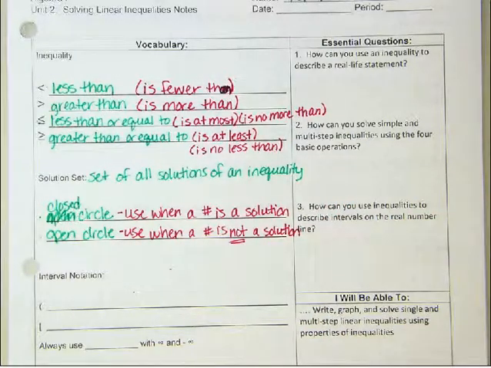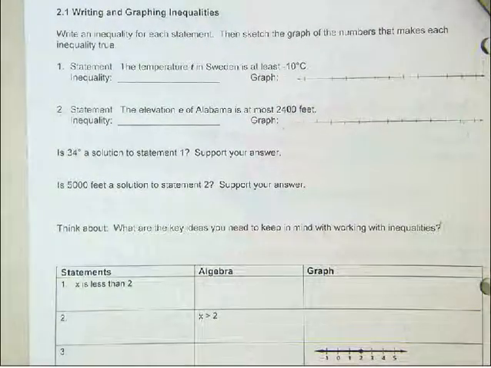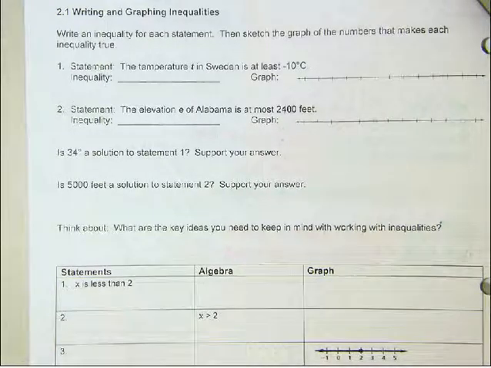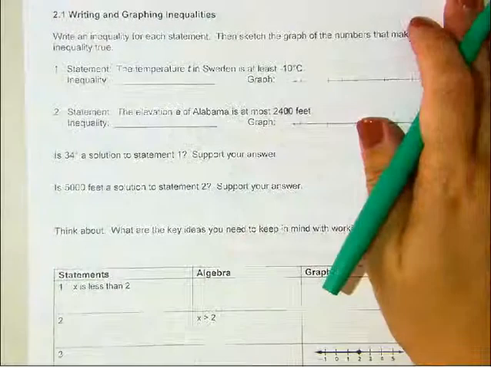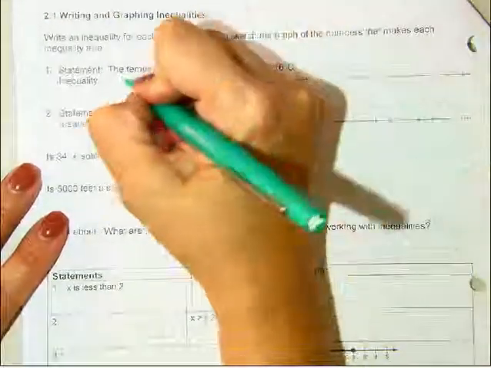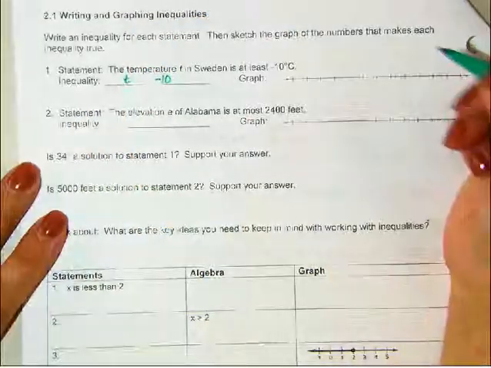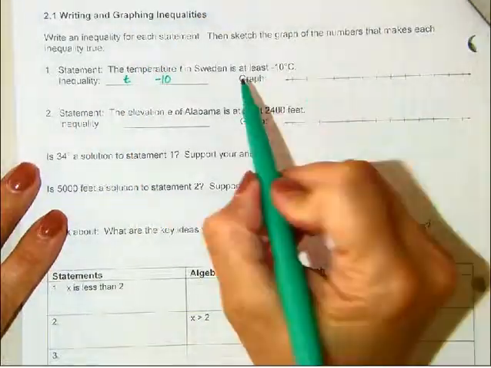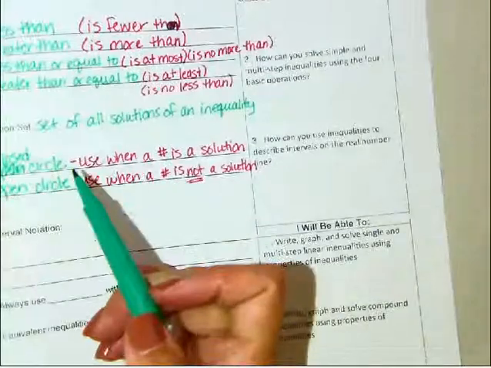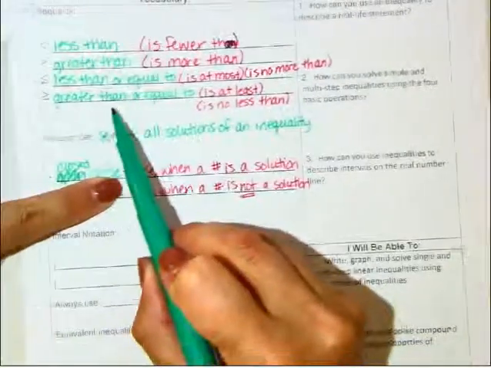Okay. And on this front page of our notes, that's where we're going to leave off. So go to the next page. We'll get to the others when we get to another section. And we are writing and graphing inequalities now. So if this gives me this statement, the temperature T in Sweden is at least negative 10 degrees Celsius. Well, we have T, and we know negative 10 is our number, and I need one of those symbols, okay? This says at least. And if you go to the front page when we talked about it, is at least, we used the greater than or equal to, okay?